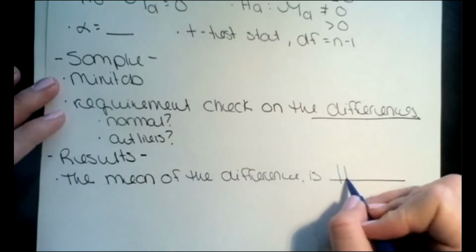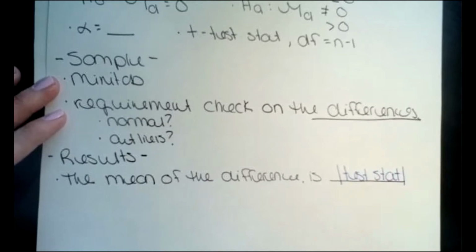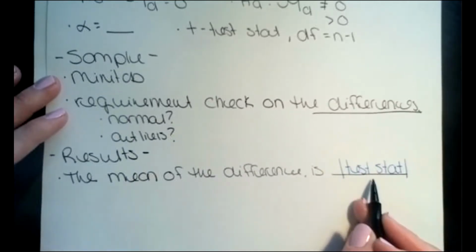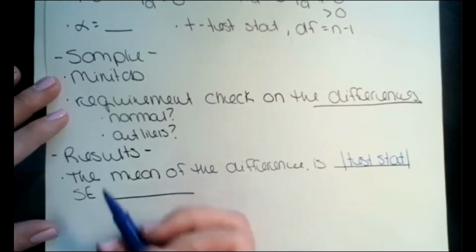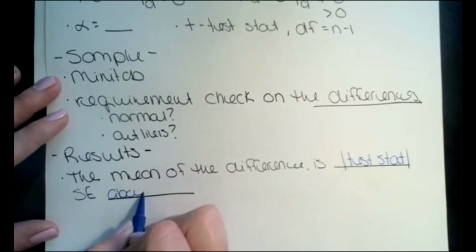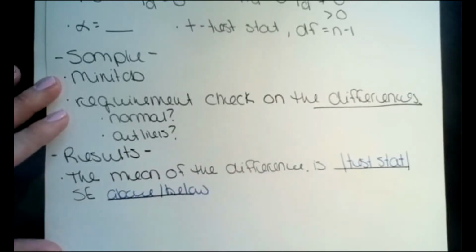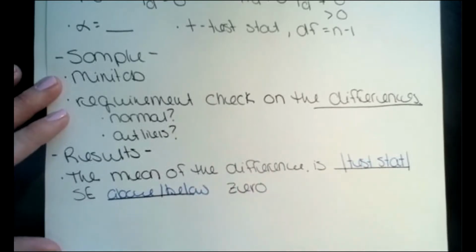So here I'm going to put my test statistic here. So my mean of the differences is this many standard errors above or below my center, which is 0, right? Whenever we're calculating the difference, that center, that mu naught, that H naught is 0, right?